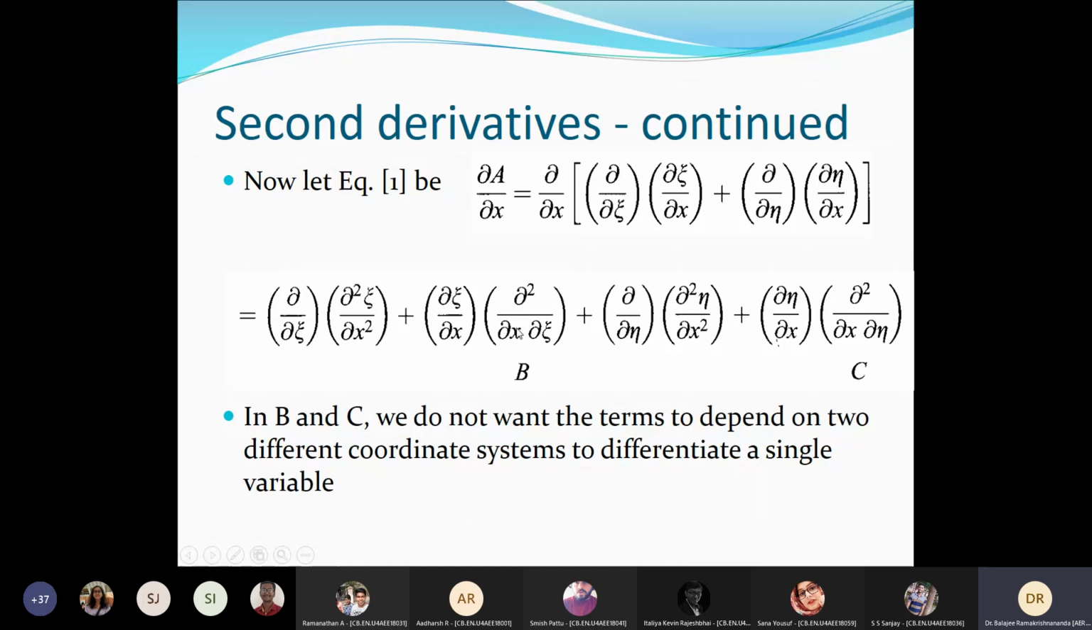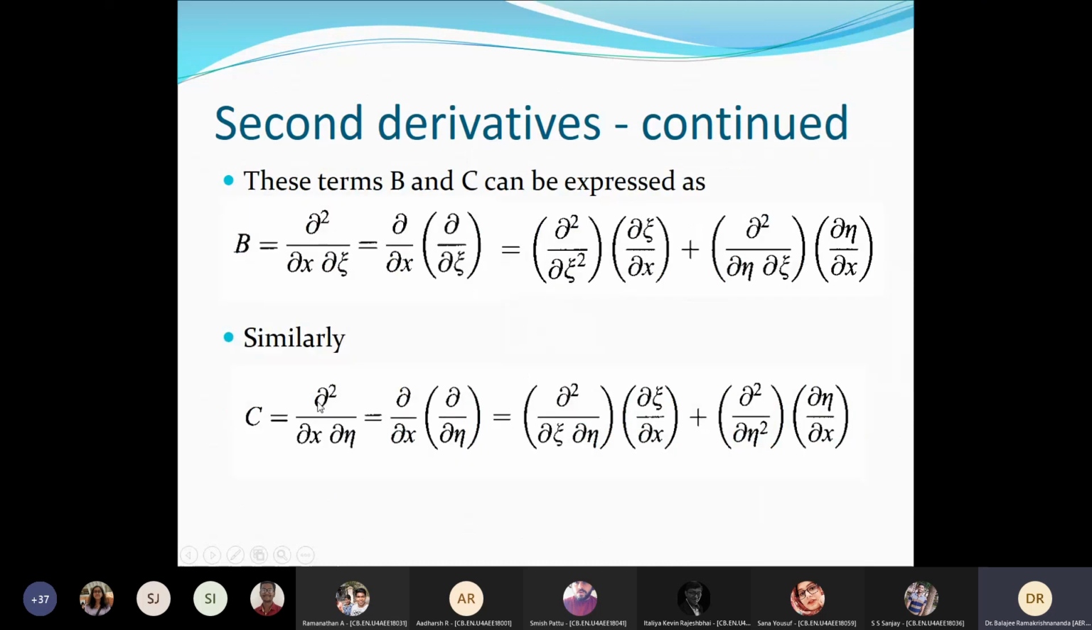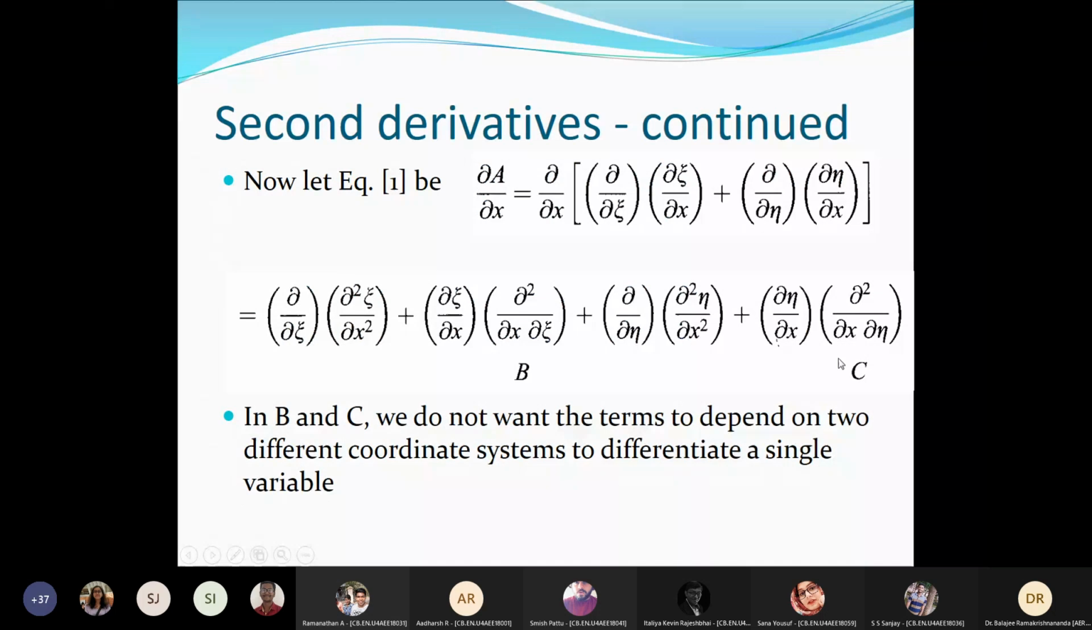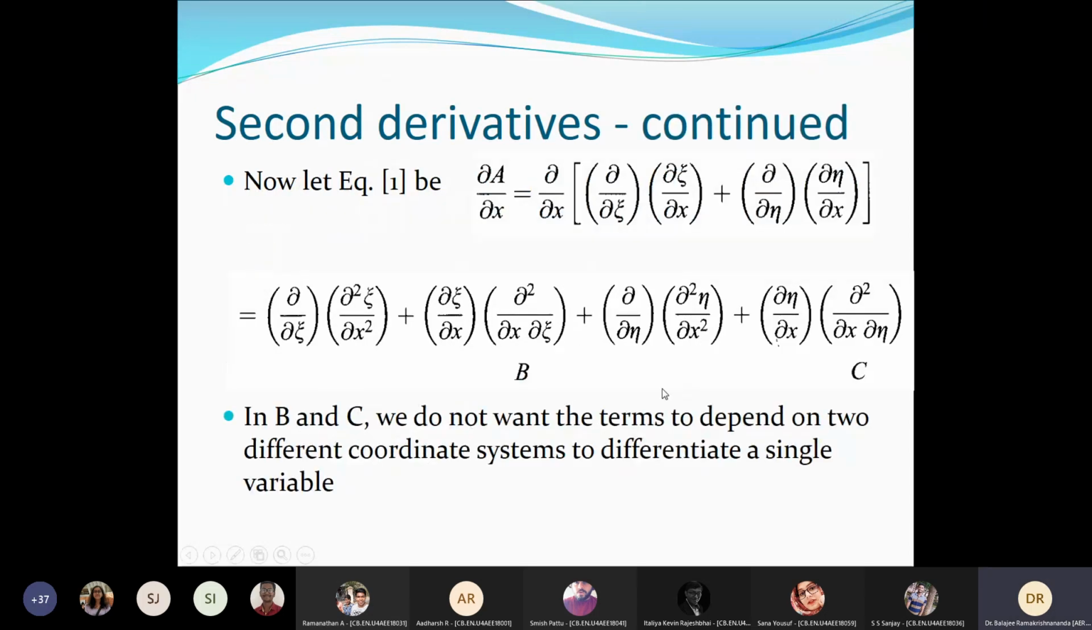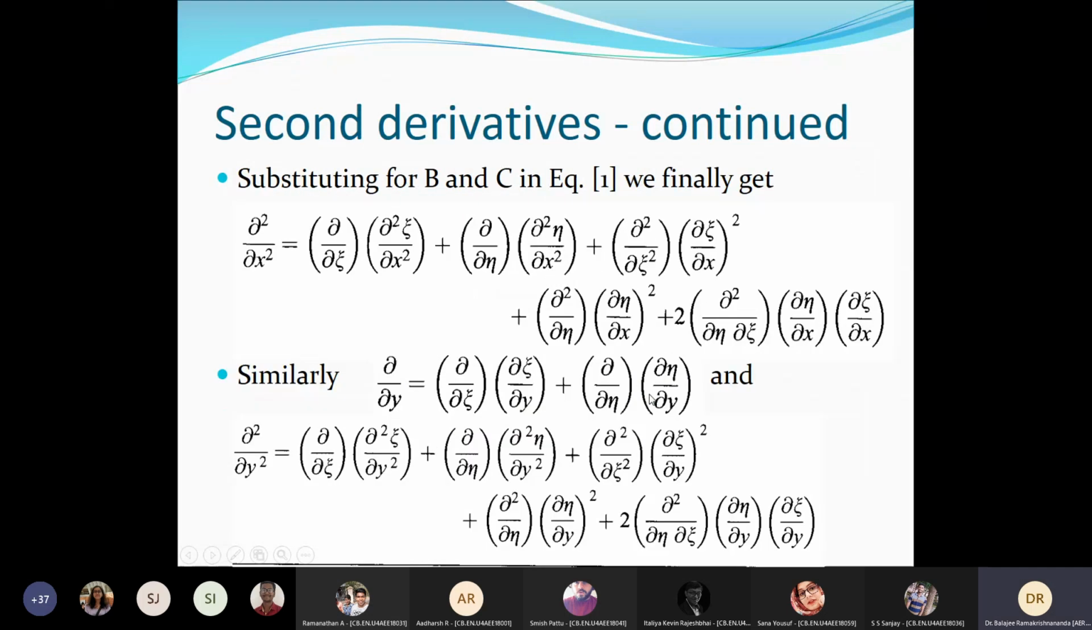Okay. Similarly for c, which is ∂²/∂x∂η, you will get this equation, which we substitute here for c. Now if you do all these things, you will get an expression for ∂²/∂x². Wherever you have ∂²/∂x² in the computational domain, you should use this very long expression. It is here. ∂² is all this. So you see, the transformed equations get complicated.